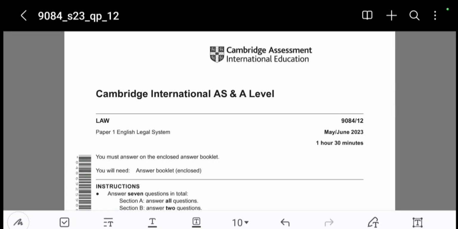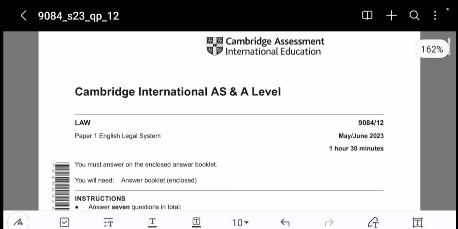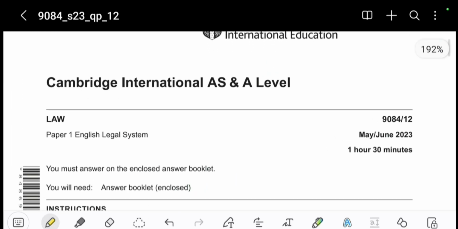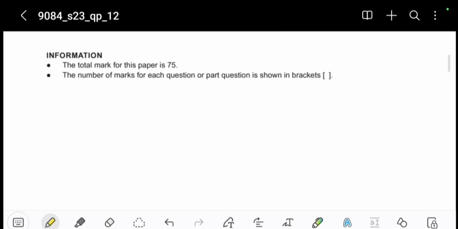Levels Academy Islamabad. In this video, we will understand how to solve the law paper. This is the law paper of Paper 1 English Legal System. The code is 9084 with the variant 12, May-June 2023. So I'm going to start directly from the questions.